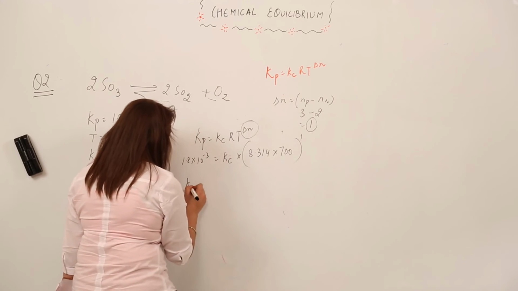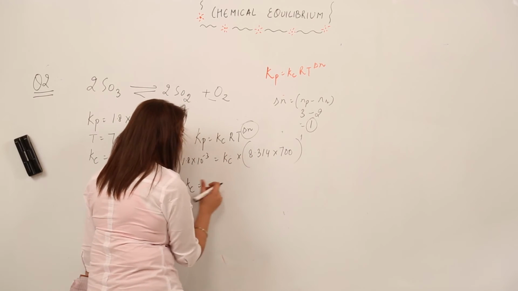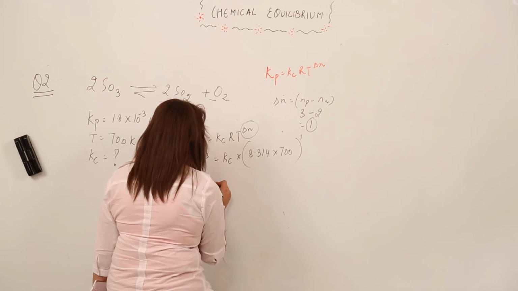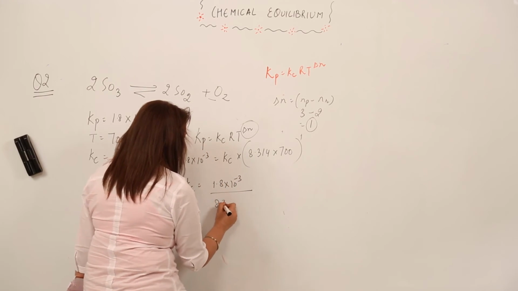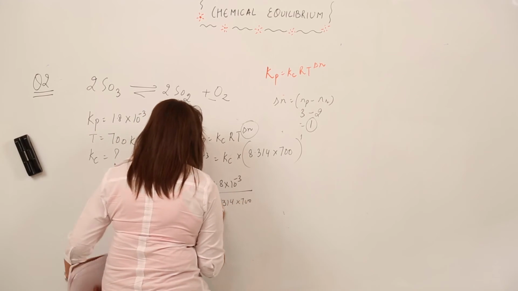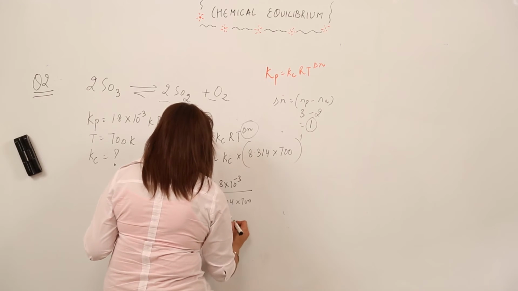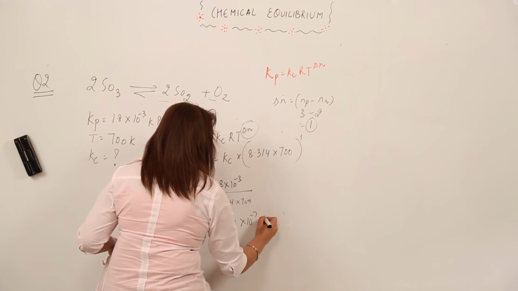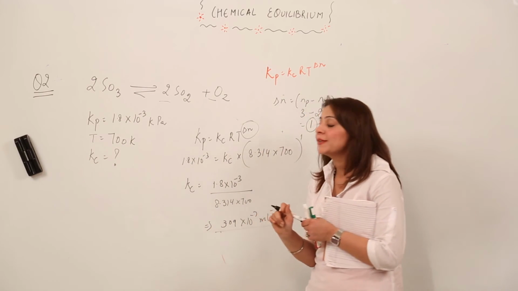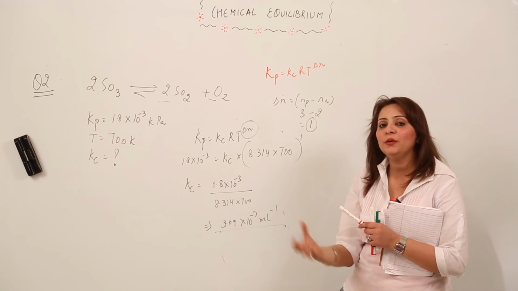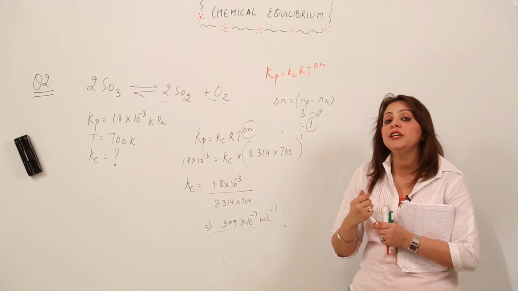When we have to calculate Kc, I am rearranging this equation to get the unknown variable. So it is 1.8 into 10 raised to the minus 3 divided by 8.314 into 700. When you solve it, you will get the answer 3.09 into 10 raised to the minus 7 moles per liter. See how I have done it. I have just substituted the values, but for substituting the values you need to remember the relation as well. The relation serves an important purpose and you need to remember it, right?